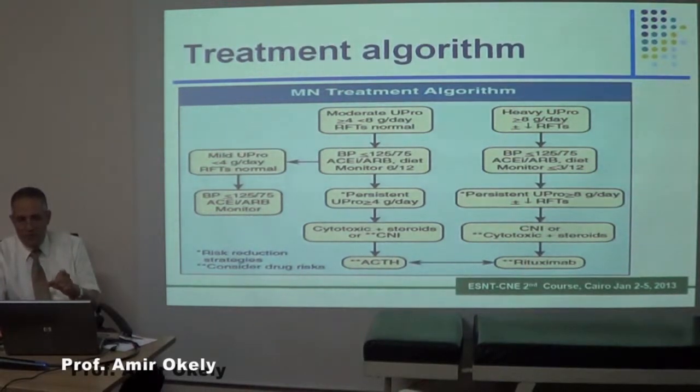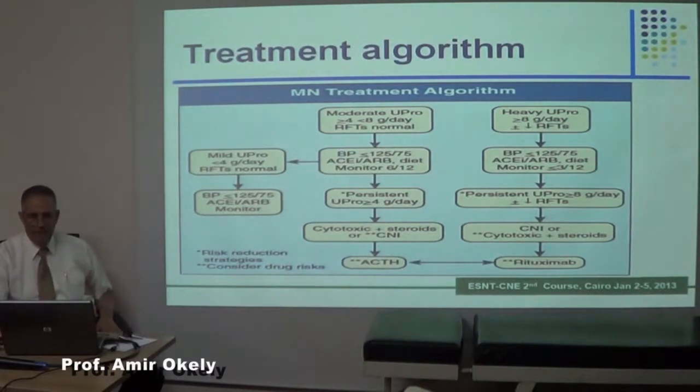Moderate proteinuria, start with conservative treatment. If there is a response, continue with conservative treatment. No response or persistent proteinuria more than 4 grams per day, shift your patient to cytotoxic plus steroids or calcineurin inhibitors. If there is no response, the last tries will be rituximab or ACTH. Thank you.